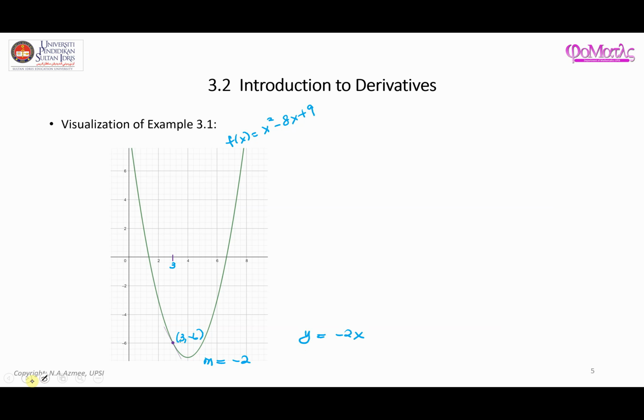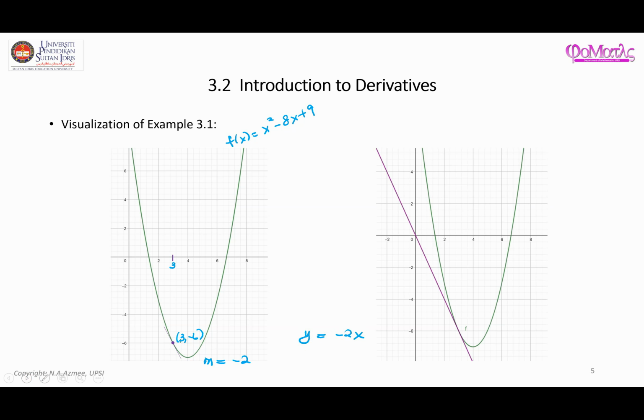Basically what it means is, if you visualize the graph, it's going to look like this. So this is the tangent line, and you can see that it touches point 0, so the intercept is at 0, and that's why this is actually -2x + 0, and we don't need to write down the 0. It's just y = -2x. So that's the visualization of example 3.1.